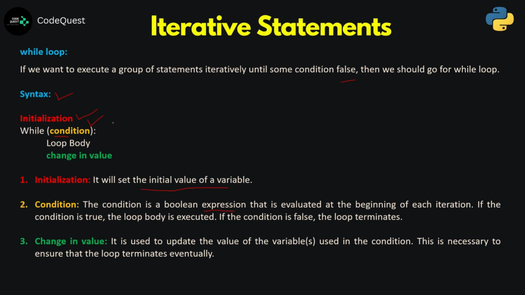If this condition is true, then the loop body will execute, and if the condition is false, then the loop is going to terminate. Now, apart from the set of statements that we want to execute repeatedly, we also have another portion, that is your change in value. The reason for putting this change in value is to update the value of the variable used in the condition. This is very necessary because if I do not update this, my loop may get into an infinite loop and never terminate.